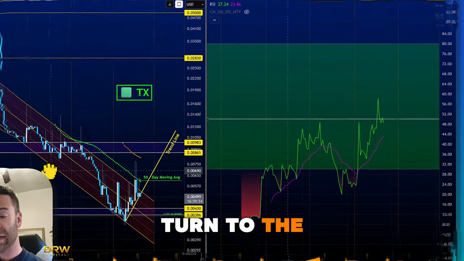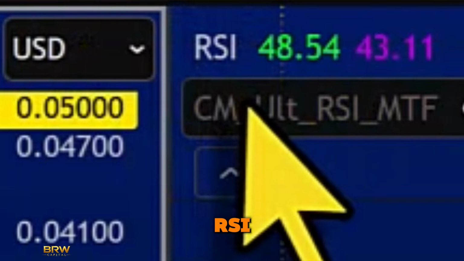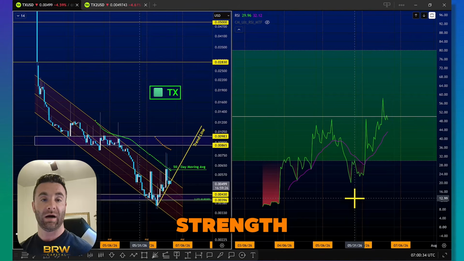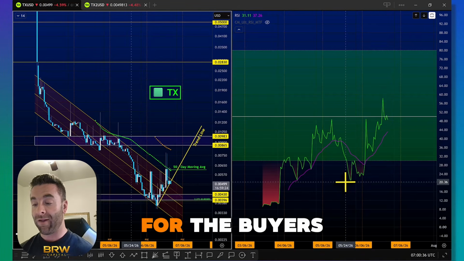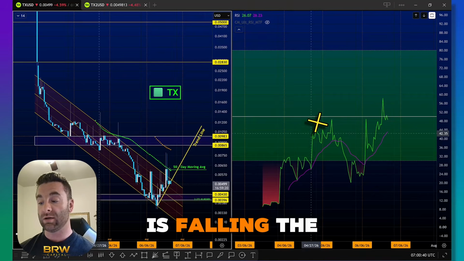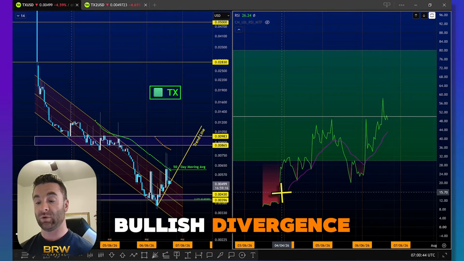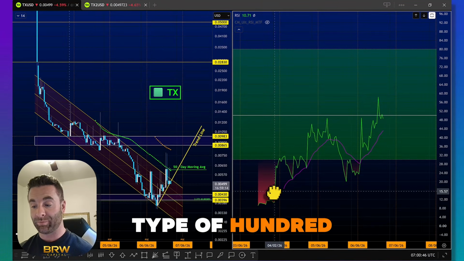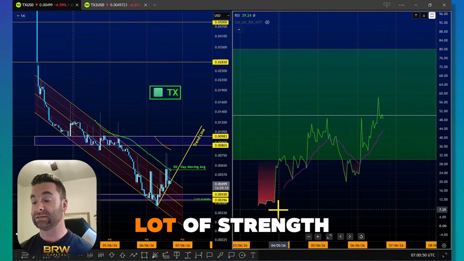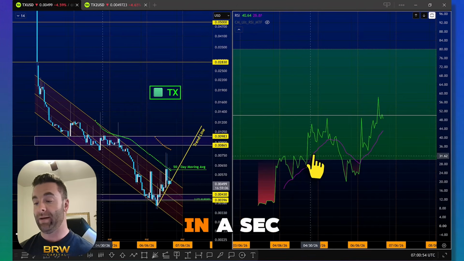Now, if you turn to the right side over here, this right here is called the RSI, the Relative Strength Index. This is telling us how much strength there is on the demand side for the buyers. So as price is falling, the RSI is trending up. This is called bullish divergence. And with this type of 100-day pattern that we're seeing here, there's a lot of strength behind this. Okay, and we can also pair it with other oscillators, which we will in a sec.